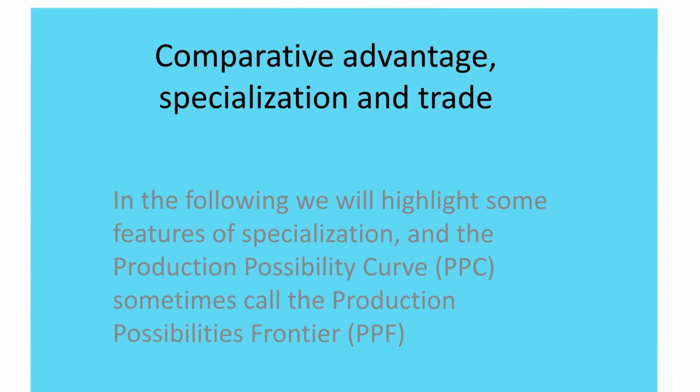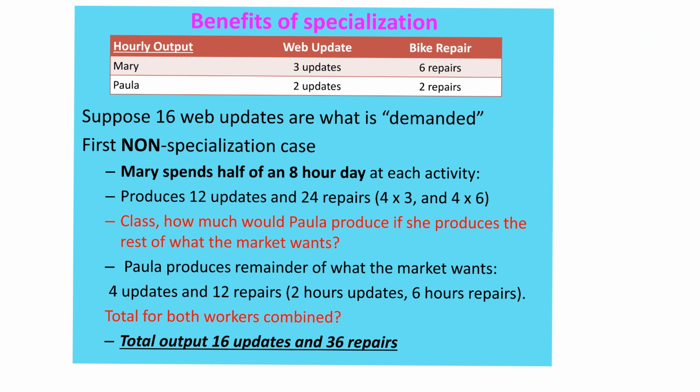Here we begin where the last slide left off. I'm going to highlight some aspects of specialization and also the production possibility curve, also called the production possibilities frontier. Same thing. Now the next step is to look at the benefits of specialization, which is the reason why we went through all this to begin with.